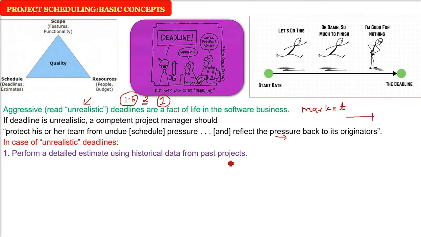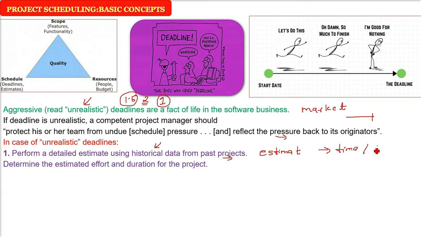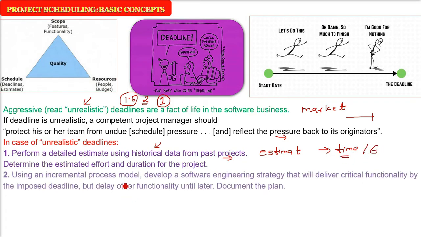The first one is, use all the historical data from past projects to estimate the time, the effort, the duration, all these. Then determine the estimated effort and duration, as I just said, using the historical data of past projects. Then try giving an option of the incremental process model. That is, if you have, say, 50 functions to be given, choose the 20 basic functions and deliver them. These are the critical functionality, and these are imposed in the deadline, but others can be delayed further. And just document all the plan you have made.